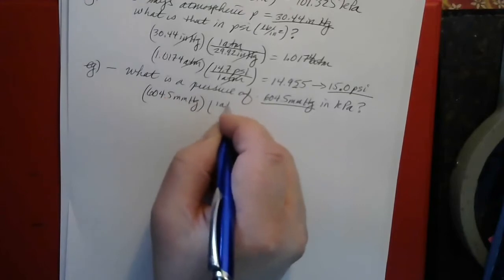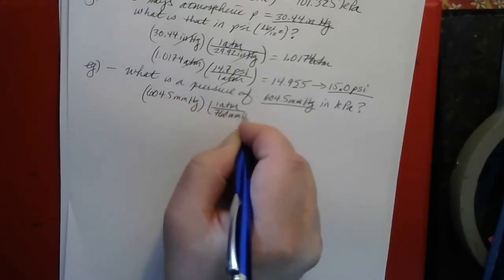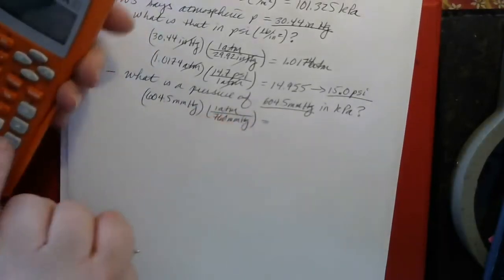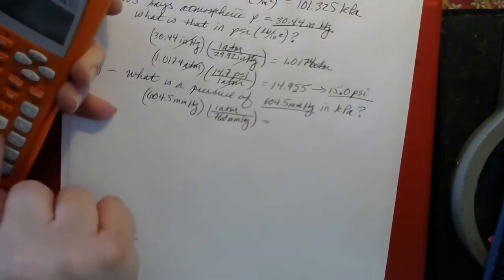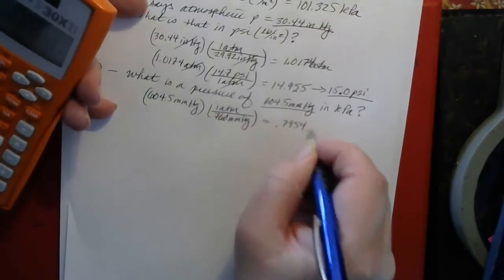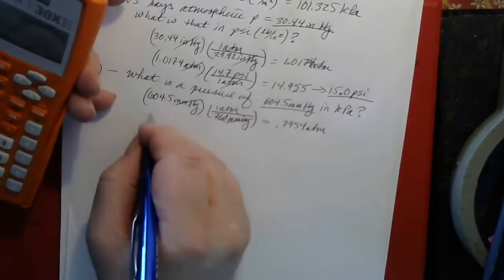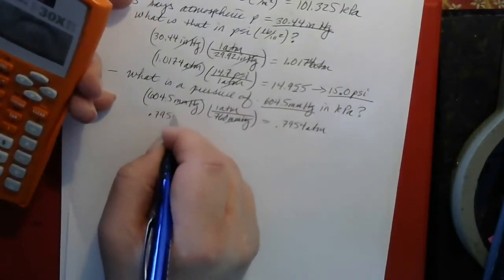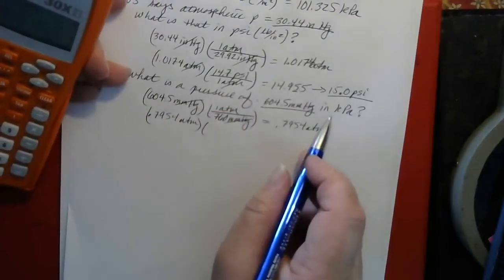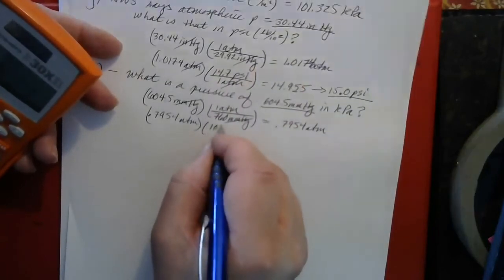There's 1 atmosphere for every 760 millimeters of mercury. And so we have this divided by 760, and that's 0.7954 atmospheres. And that times, let's see, kilopascals, 101.325 kilopascals.